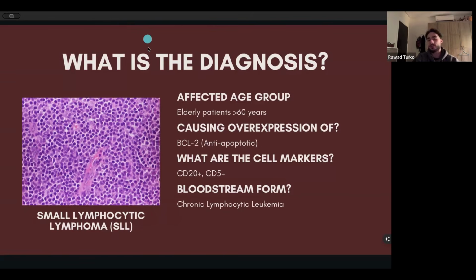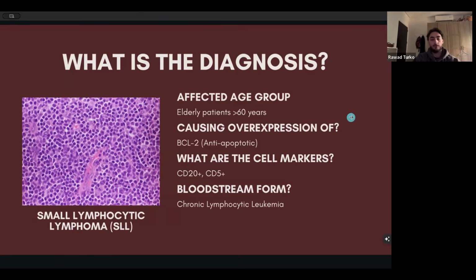Is it ALL or CLL? TdT. Who remembers that? ALL. Perfect. And why is that? That's because it's a cell marker of lymphoblasts. So lymphocytic lymphoma, they're not blasts, they're mature cells.